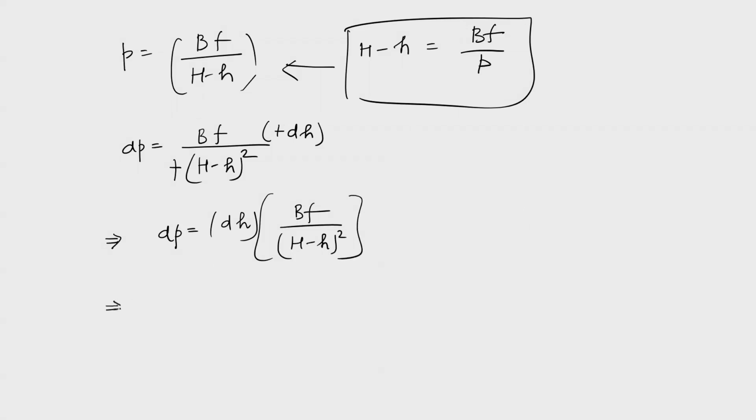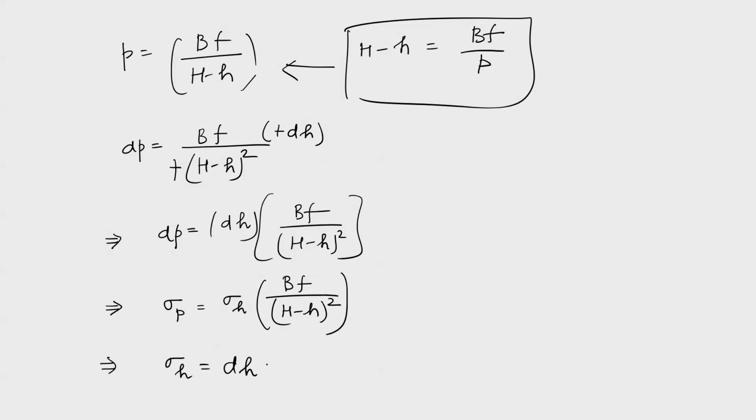So I can write here also that sigma P is nothing but sigma h into Bf upon (H minus h) square, and there I can write sigma h or dh is equal to (H minus h) whole square upon Bf into dP, or I can write sigma P also.